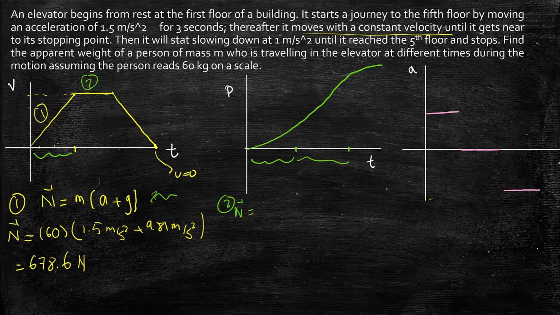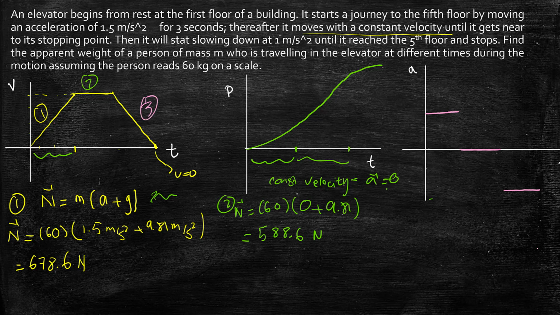Now for the second part of my motion, I'm going to use the same formula. So my apparent weight is going to equal what? My mass, which is 60, times acceleration. In the second part, my velocity is constant. What does constant velocity mean? Constant velocity is basically the same thing as saying acceleration is 0. So I'm going to put 0 for my acceleration plus 9.81. Putting that into my calculator, I get 588.6 newtons.